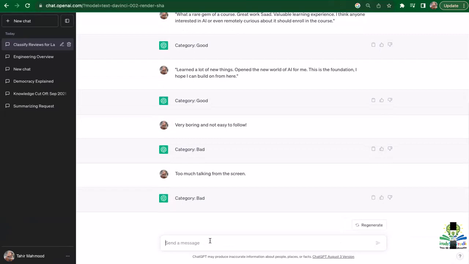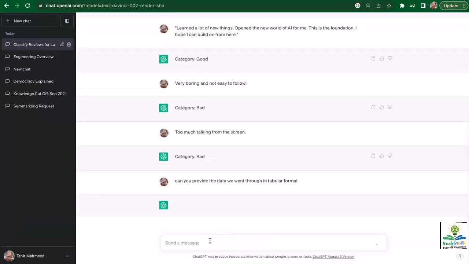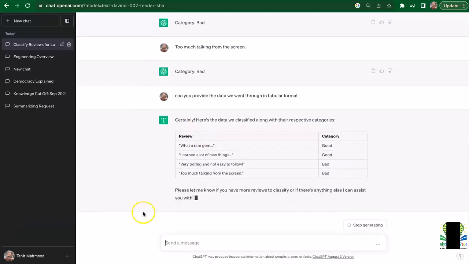Now, if I want to export it into an Excel file, I can get all of them in a tabular format. Can you provide the data we went through in tabular format? Certainly. So now it rated all the reviews and gave me the category for each one.